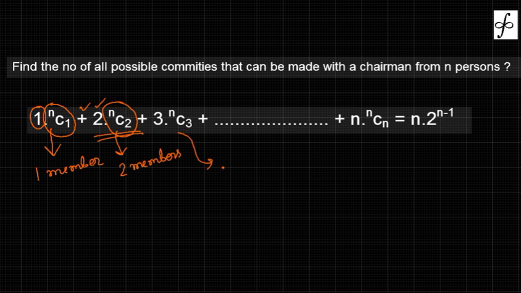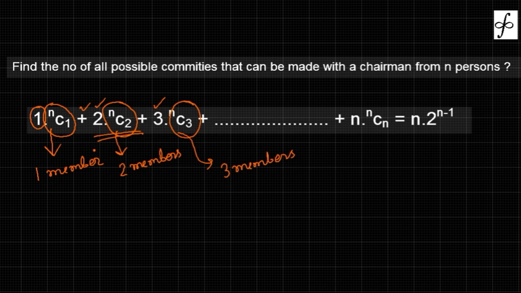Similarly, the next one will be the number of committees with three members. For that, out of n persons we first choose any three persons. That can be done in nC3 ways, and after choosing those three persons to be the members, we need to choose a chairman. That can be done in three ways.